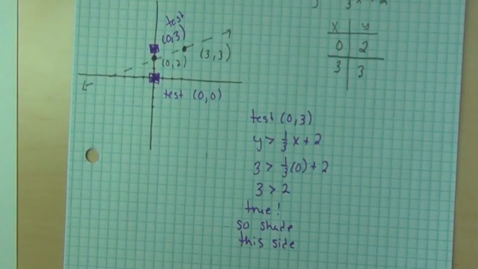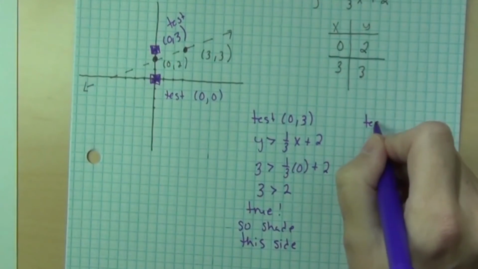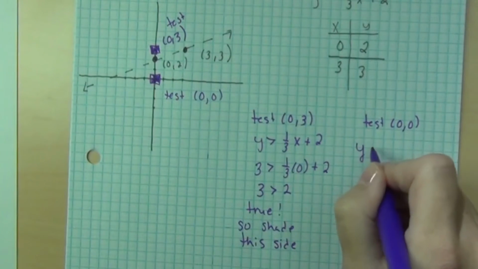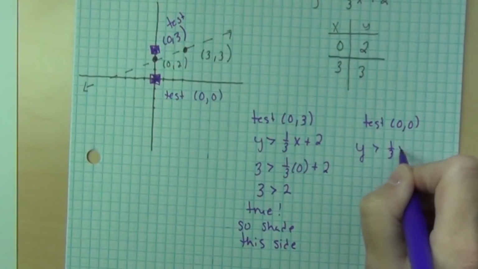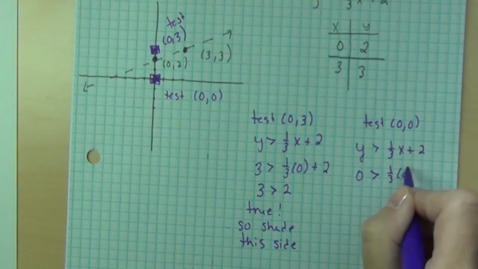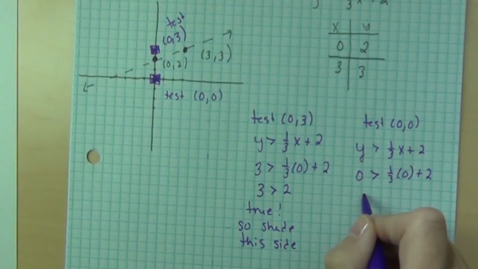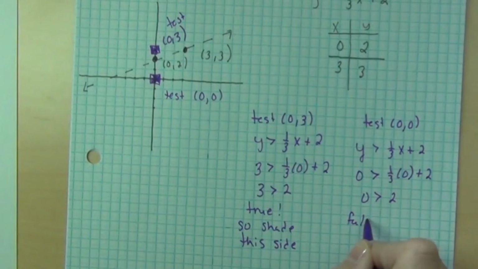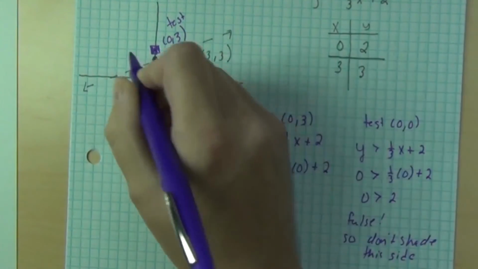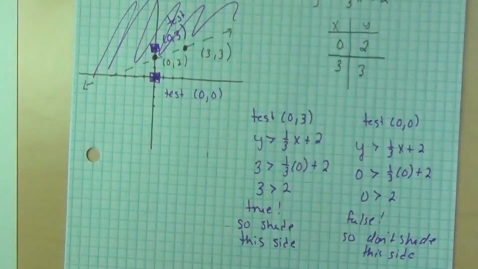But sometimes you have a day where you don't do your arithmetic perfectly, so I like to double check myself. So I'm also going to test something on the other side, 0, 0. y is greater than 1/3 x plus 2. That's going to give me 0 is greater than 1/3 times 0 plus 2. 0 is greater than 2. That is false. So don't shade this side. I'm going to shade up here, and there we go.